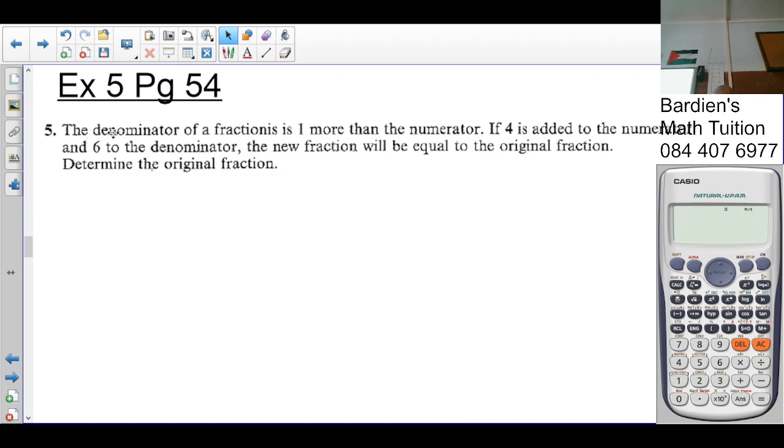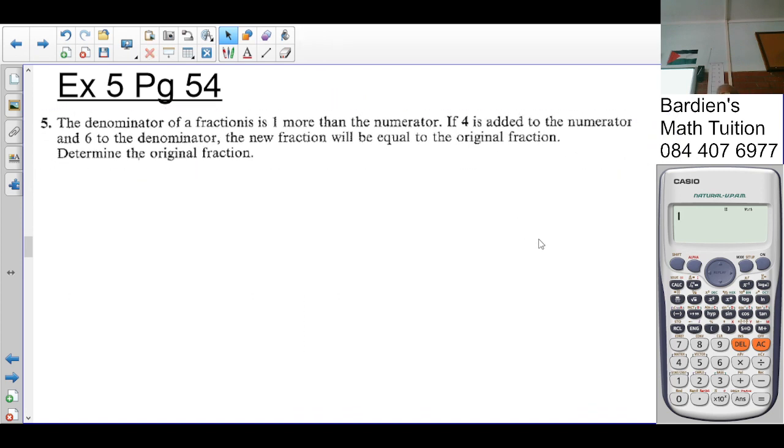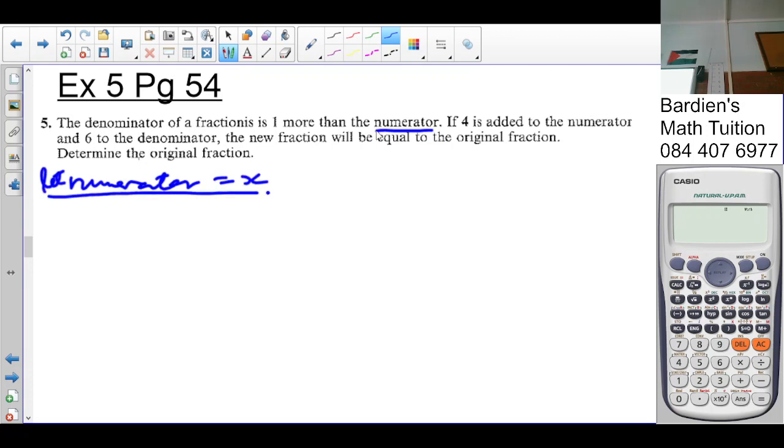We are told that the denominator of a fraction is 1 more than the numerator. So what I do is I let the smaller number be x. So what's the smaller number? The numerator. Not so? So we say let the numerator equal x. The denominator is going to be x plus 1. Not so? Let us read again. The denominator of a fraction is 1 more than the numerator.